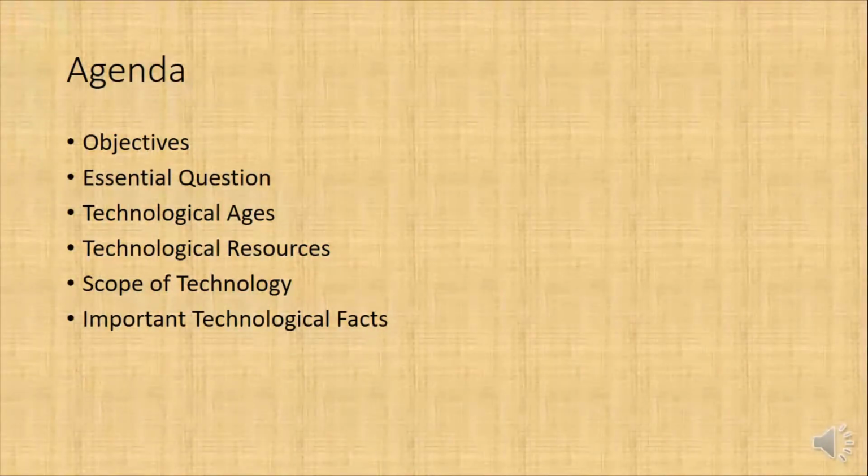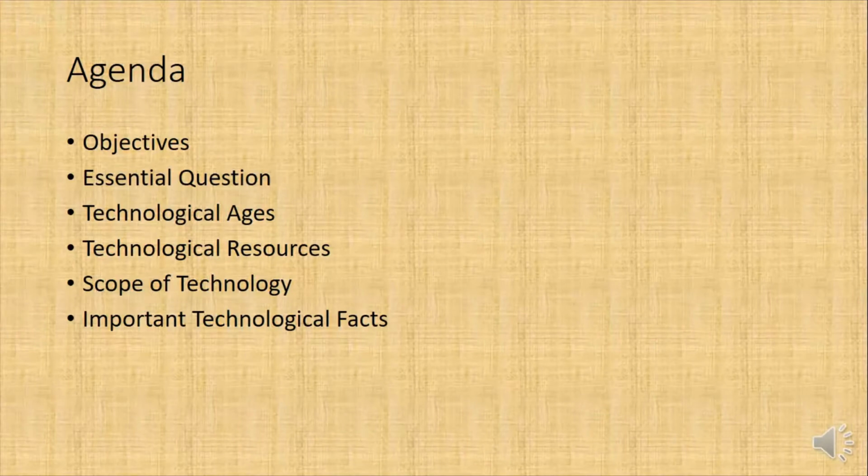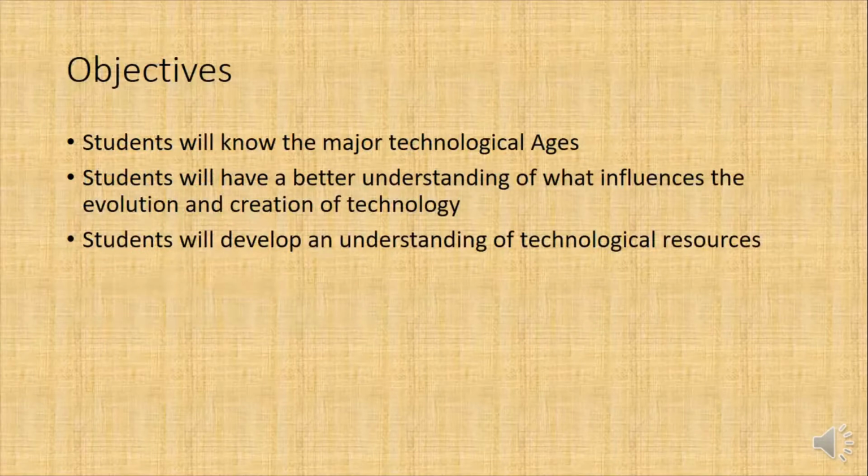All right, so let's get started with what we're going to talk about today. Our agenda is: we want to talk about the objectives for this particular chapter, and the essential question that should guide our research and understanding of this chapter. We'll also talk about technological ages, technological resources, the scope of technology, and we will end on those very important technological facts.